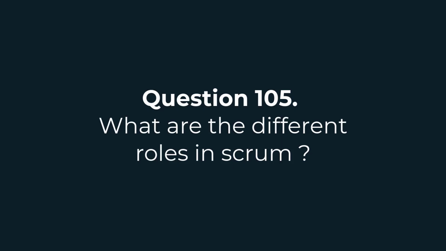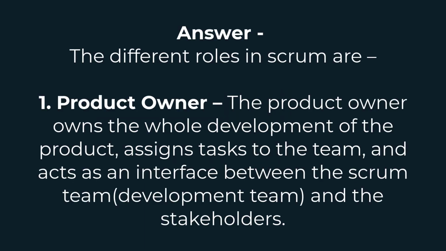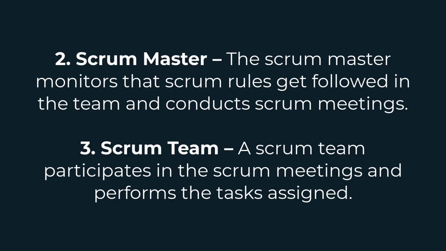Question 105. What are the different roles in Scrum? Answer. The different roles in Scrum are: 1. Product owner. The product owner owns the whole development of the product, assigns tasks to the team, and acts as an interface between the Scrum team, development team, and the stakeholders. 2. Scrum Master. The Scrum Master monitors that Scrum rules get followed in the team and conducts Scrum meetings. 3. Scrum Team. A Scrum team participates in the Scrum meetings and performs the tasks assigned.